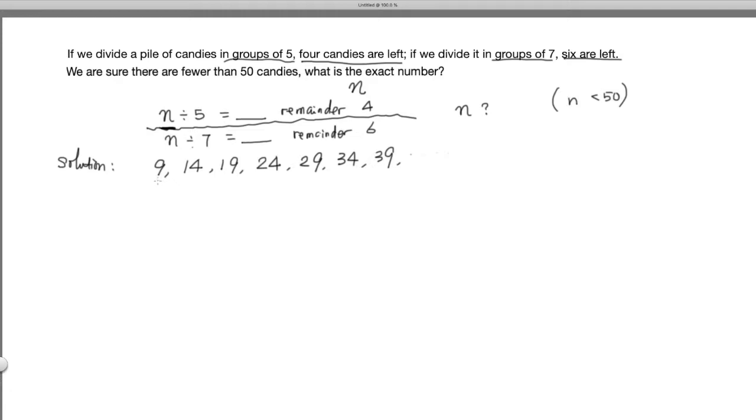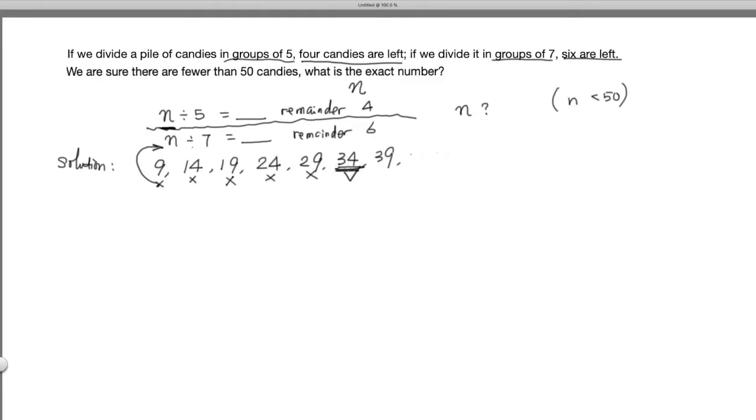And now I'm going to search through these numbers, checking each number to see whether it satisfies the second condition: when I divide by 7, it has a remainder 6. 9, no. 14 divided by 7, remainder 0, no. 19 divided by 7, remainder 5, no. 24 divided by 7, remainder 3, no. 29 divided by 7, remainder 1, no. 34 divided by 7, quotient 4, remainder 6, yeah.